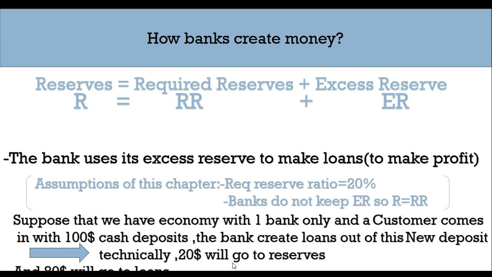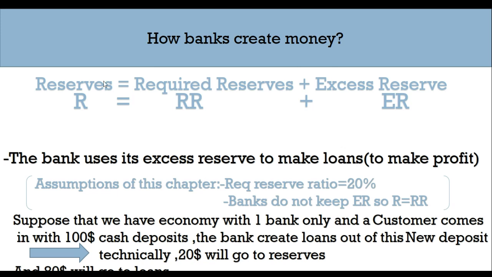Now moving to how banks create money. So first of all, we have this equation: reserves equal required reserves plus excess reserves. Reserves are the amount of money that banks get. Required reserves are the required fraction that banks should put aside to meet the legal requirement, plus excess reserves. Excess reserves are what's left of the reserves after subtracting the required reserves that we should put aside. So the bank uses its excess reserves in order to make loans.